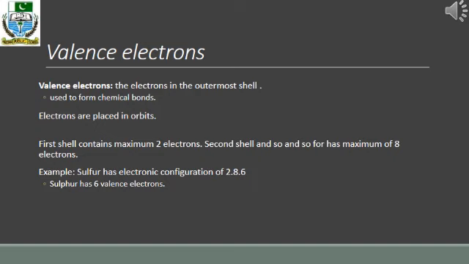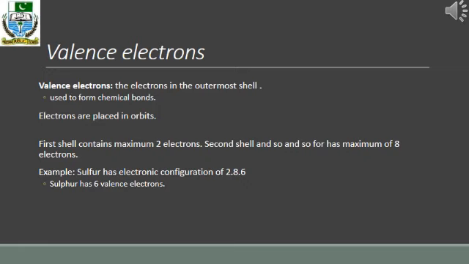What are valence electrons? We have discussed how electrons are arranged in different electronic shells. But then there is a question: what are valence electrons, or valency electrons? Valence electrons are the electrons in the outermost shell of any element. These valence electrons, or outer electrons, are used to form chemical bonds. These chemical bonds could be covalent bonds or ionic bonds.